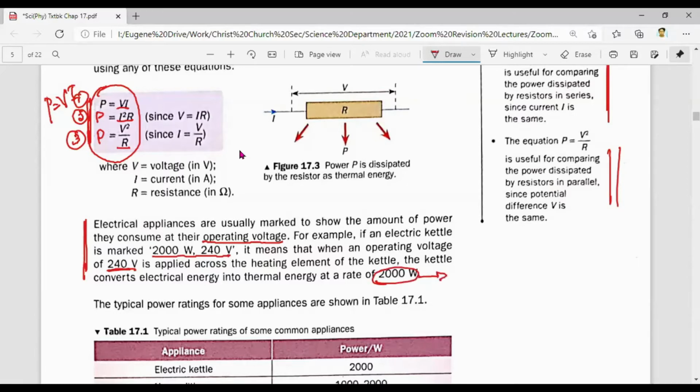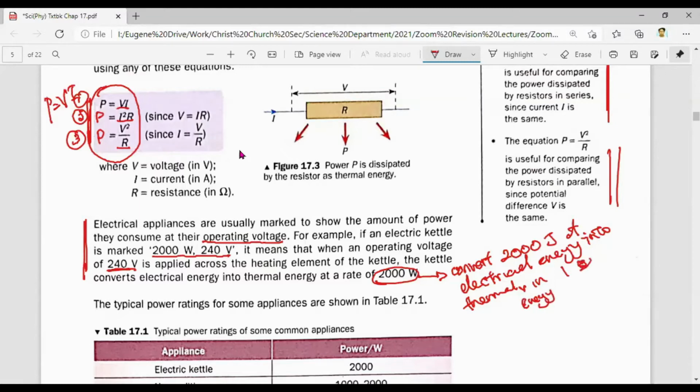To expand this a little bit, it is actually saying that it will convert 2000 joules of electrical energy into thermal energy in 1 second. Now some of you are asking, how come 2000 watts becomes 2000 joules and then 1 second? The key idea is P equals E over T. So 2000 watts just means 2000 joules of energy is used every 1 second. That's the meaning of 2000 watts. So if something is marked at 500 watts, it means 500 joules of energy is used in every 1 second.